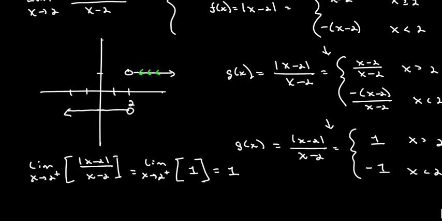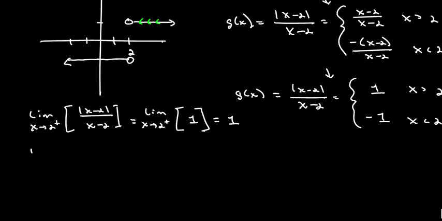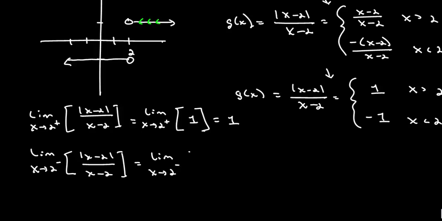Now that's coming from the right side. The limit as x approaches 2 from the left side of the absolute value of x minus 2 over x minus 2 is equal to the limit as x approaches 2 from the left. And we know that all of those values, as I come in here, are at a height of negative 1. And again, the limit of a constant function is equal to that constant.